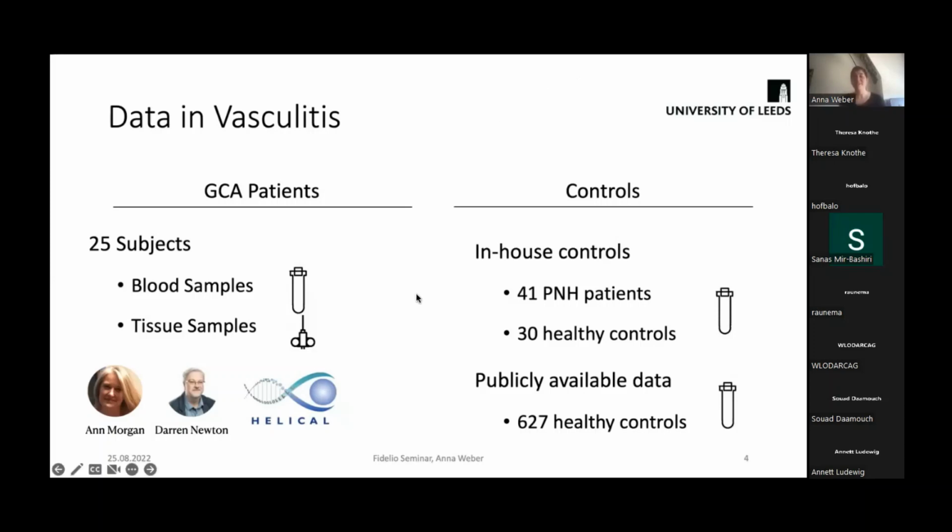To gain an additional, larger data set as controls, I also downloaded this publicly available data set of more than 600 healthy controls. That's good because it's big, but of course the in-house controls are still very, very nice, because they were really done with the same methods in the same lab with the exact same experimental setup.